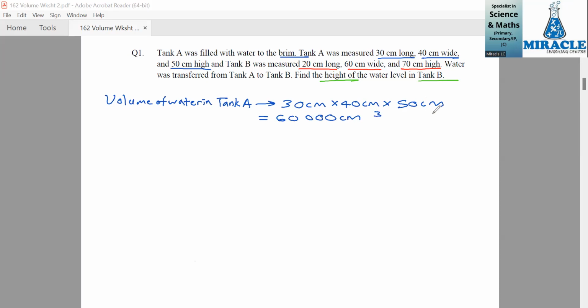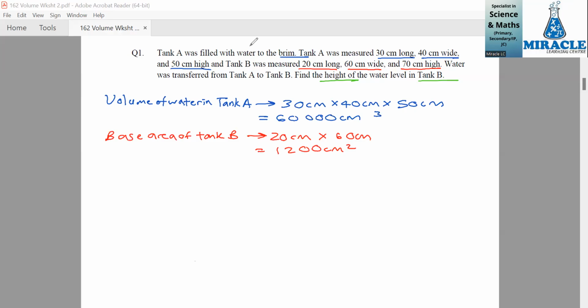So in order to find the height of water level in tank B, we will need to take this volume of water in tank A divided by the base area of tank B. So let's find the base area of tank B. And this would be the length times breadth. So we have 20 cm times 60 cm. And 20 cm times 60 cm gives us 1,200 cm squared.